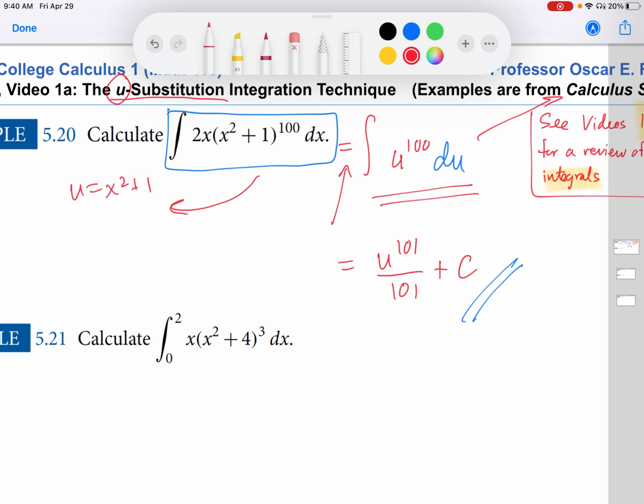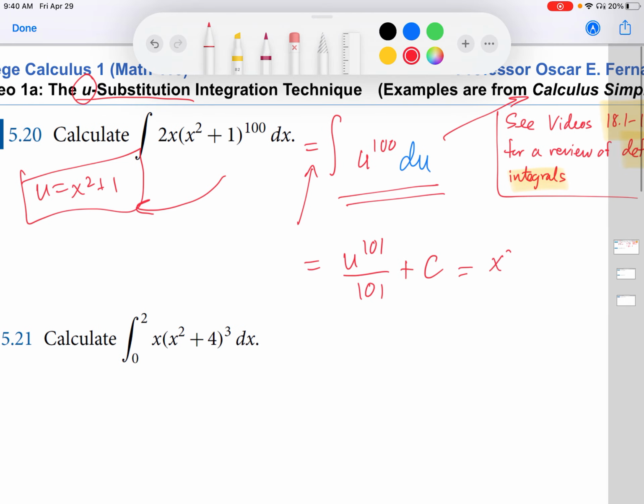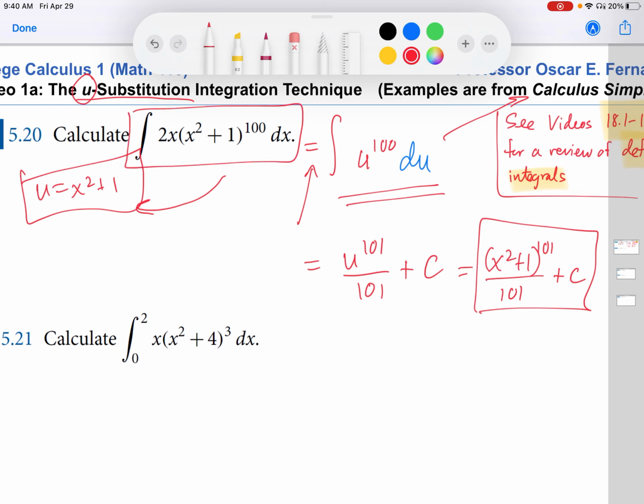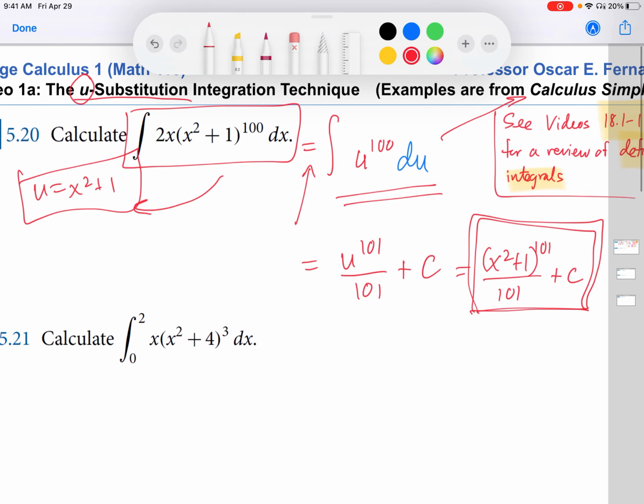The problem, of course, is that the problem initially had x's, and now here we are in an answer that has no x's. So we have to go back to x world. The way we do that is by going back to our substitution. So u was x squared plus 1. The last step in the problem, one more step, is to re-express this in terms of x's. So x squared plus 1 to the 101 divided by 101 plus c. This is our answer now. The original statement of the problem was in terms of x, and our solution is in terms of x. So we've finished answering the question.